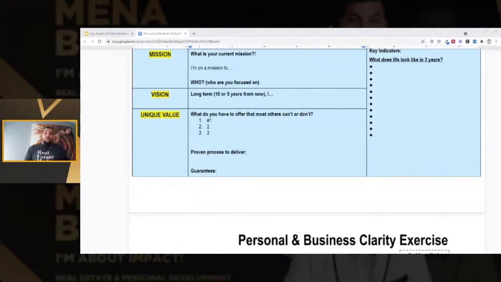Next, under that, you want to think about the proven process. So maybe you have a proven process to take someone, let's say, for example, from bad credit to their dream home within 3 months, right? And you have a proven process to do that. You've done it time and time again. Maybe you have a proven process to sell homes 20% above market value, regardless of the market conditions. And you've been able to do that time and time again, and you have a proven process.